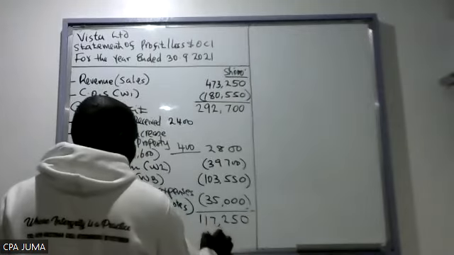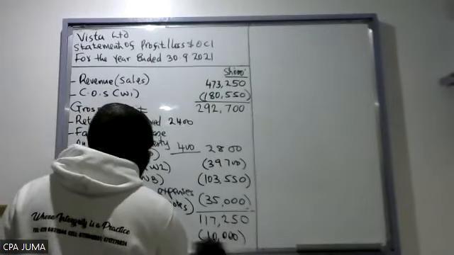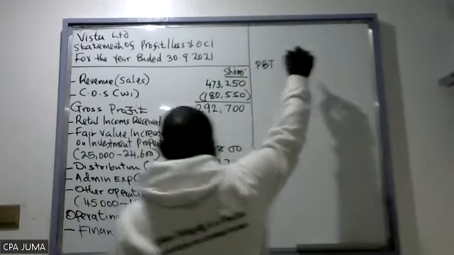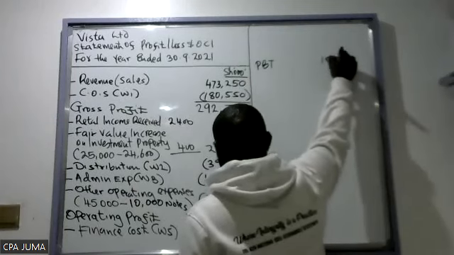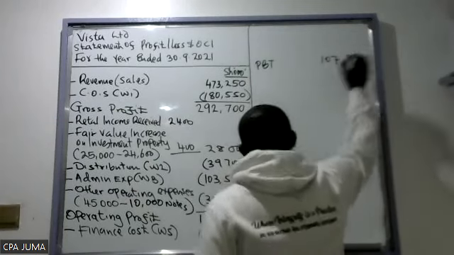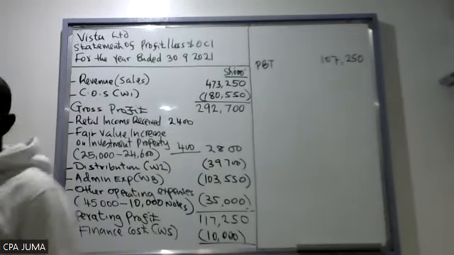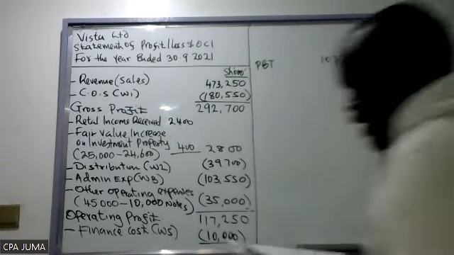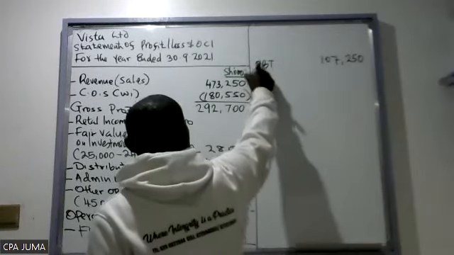$10,000. So profit before tax will be 107,50. Then income tax.